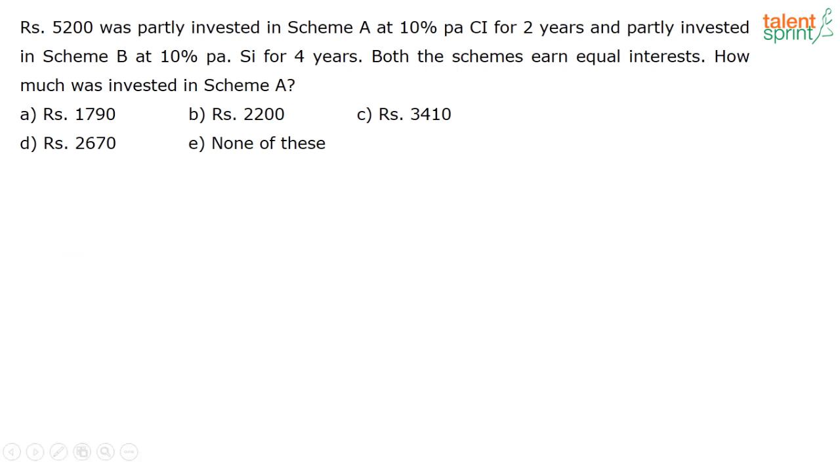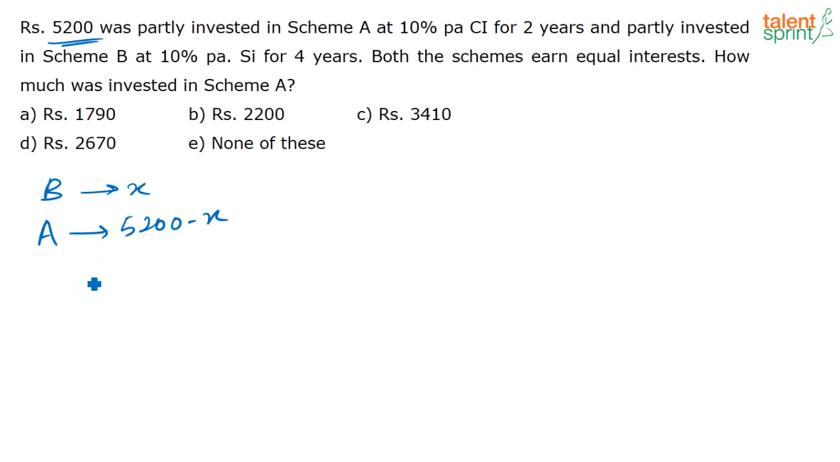See, there are two schemes A and B. I am assuming that in scheme B that person is investing X rupees. Then in scheme A, how much is he investing? He is investing 5,200 minus X because he has only 5,200 rupees in total. Correct? Now what are they giving? Scheme A is at 10% compound interest, and scheme B is at 10% simple interest.